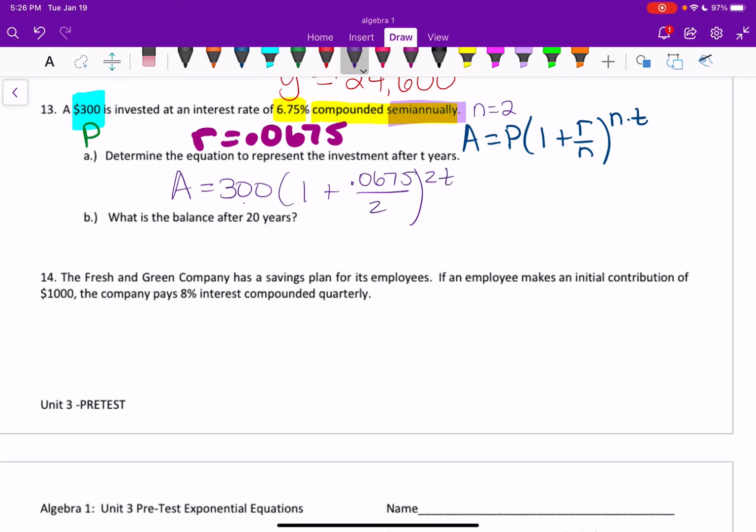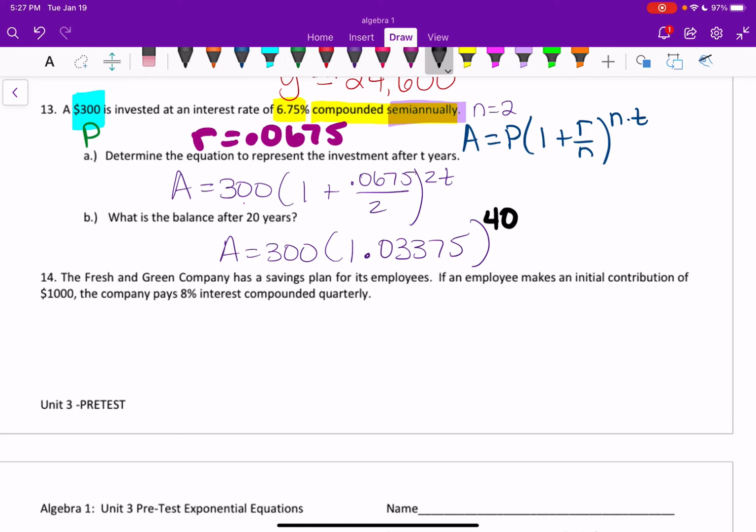Then we use that same equation and we go A equals 300. Now, this is one where you want to simplify. I'm going to put 1 plus 0.0675 divided by 2, and that's going to give me 1.03375. So I simplified inside. And then 2 times 20, I'm going to make that 40. So let me erase that because I'm running out of room.